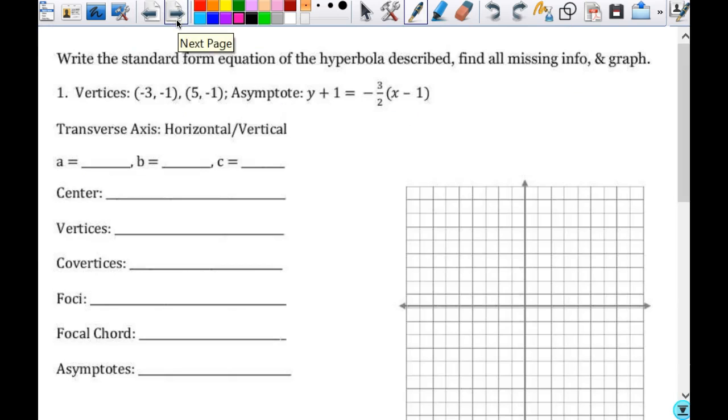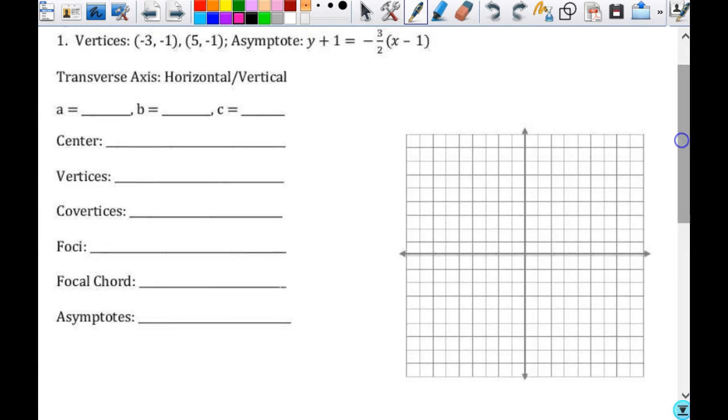All right, so yesterday I gave you equations and we just went and found the stuff and graphed it. Today we have to write the equation and find all the missing stuff and graph. Okay, so let's go ahead and look at what we do have and get that plotted. Our vertices are at (-3, -1) and (5, -1). 1, 2, 3, 4, 5, -1. Okay, so here are my vertices. That's already one thing I can fill in. (-3, -1), (5, -1).